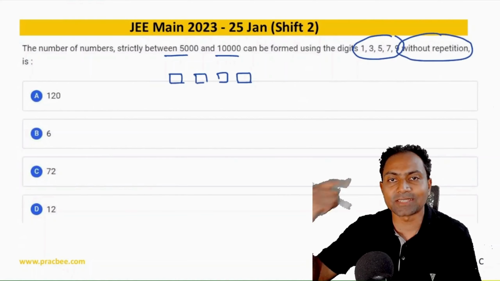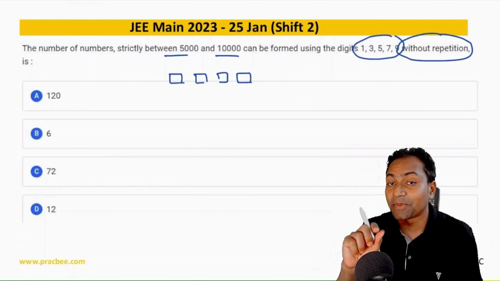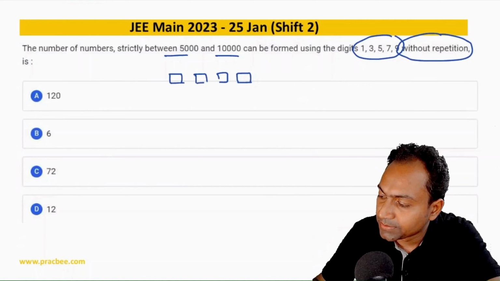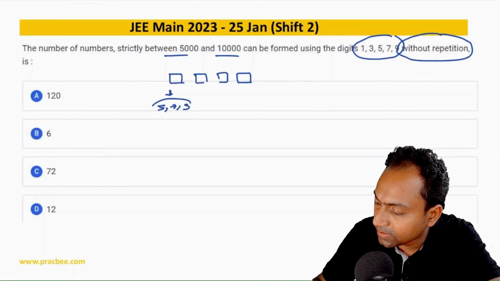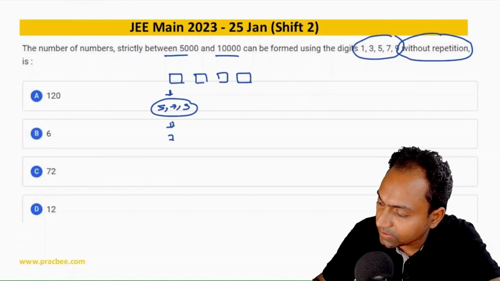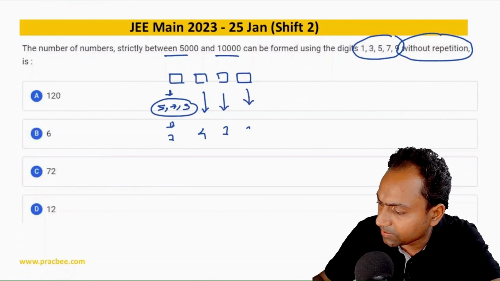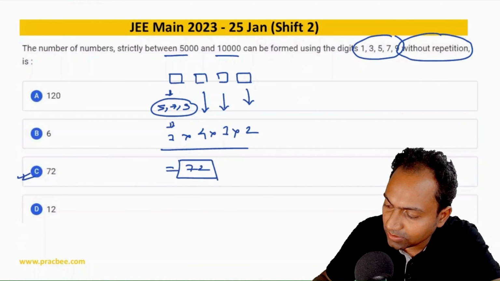So you can see that those problem variations that we talked about earlier are now coming into the picture. Repetition happening and not happening will change the way we approach it. Now for this first box, we can fill 5, 7 and 9, so this can be filled in 3 ways. The next one can be filled in 4 ways. The next one can be filled in 3 ways, and this can be filled in 2 ways. So 3 into 4 into 3 into 2 comes out to be 72. That is option C.